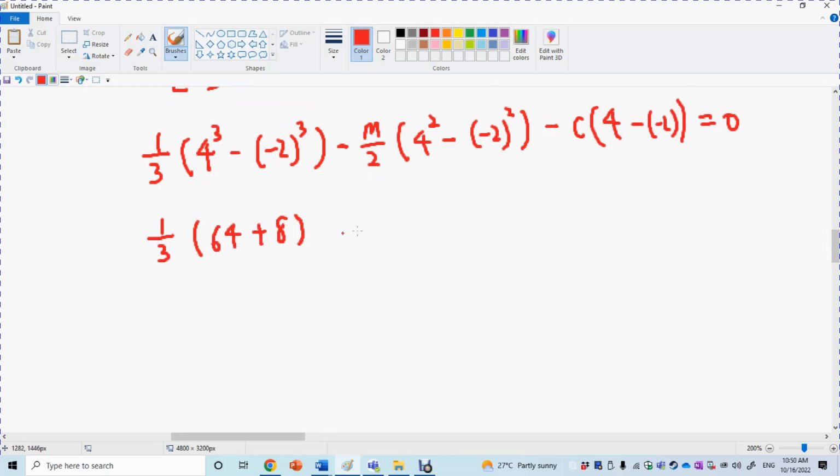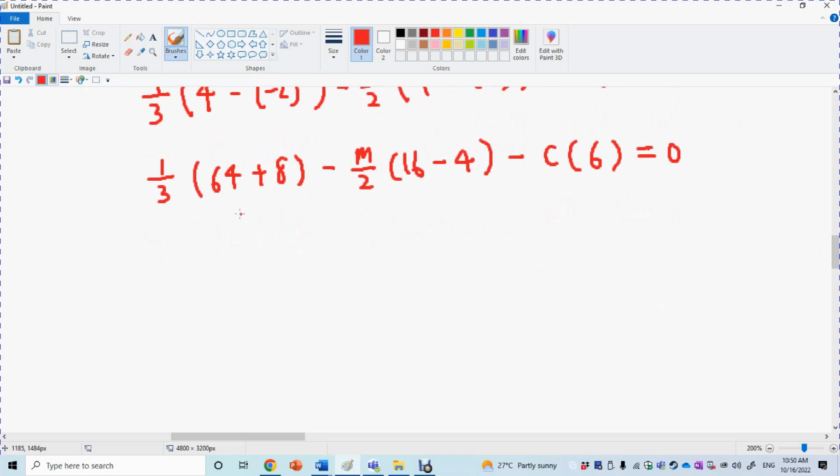All right, then that would be 64 plus 8, minus m over 2 times 16 minus 4, minus c times 6. Remember, minus 2 cubed should be negative 8, and minus becomes plus. The second one, minus 2 bracket squared is 4. So the first one is actually 72 over 3, which is 24. The second one is 12, so that will be 6m, and that's 6c.